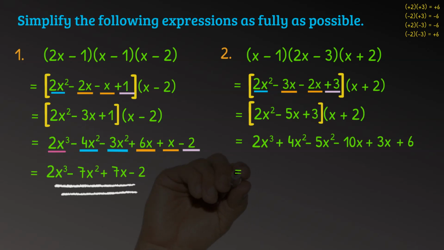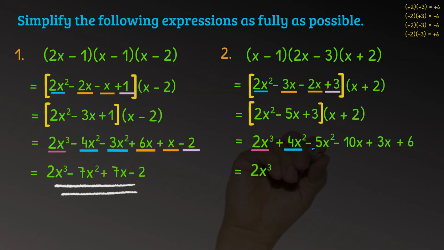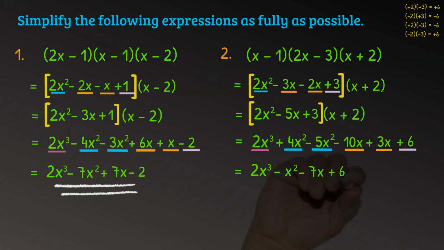Then combining similar terms, there's only one term with x cubed. There are two terms with x squared, giving us minus x squared. There are two terms containing x, which gives us a minus 7x, and there's only one constant, which is plus 6.